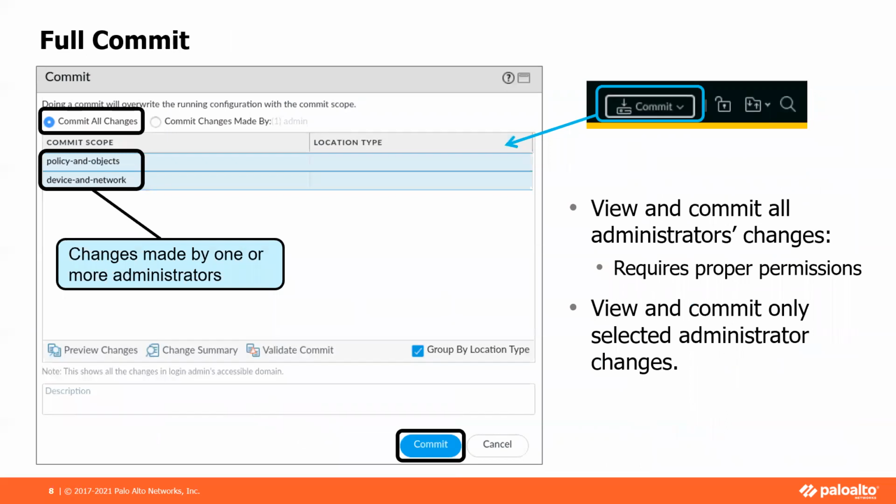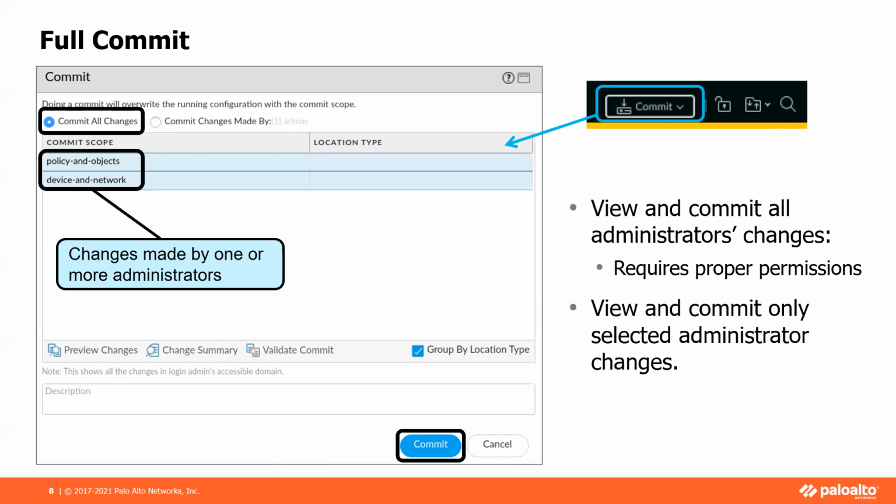All right, when we click on the commit, you have an option to commit all the changes, or you can commit the changes done by a specific admin that's logged in. You can see that in the upper left. In order to view all those, you have to have the proper permissions. So you may have one or more admins that work on the firewall.